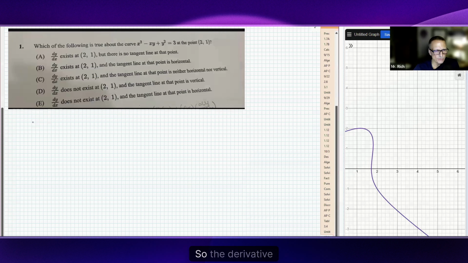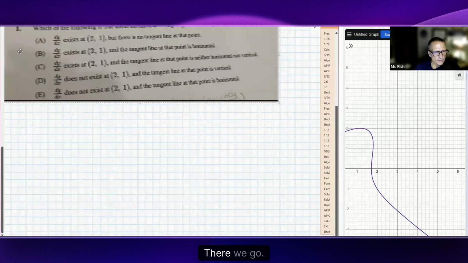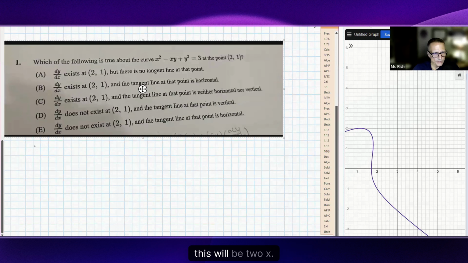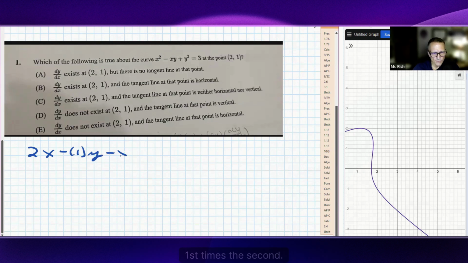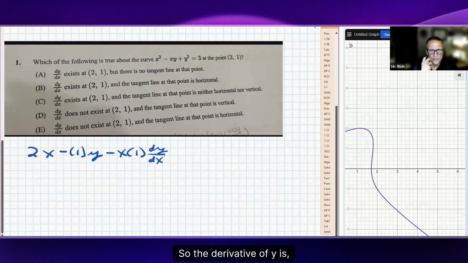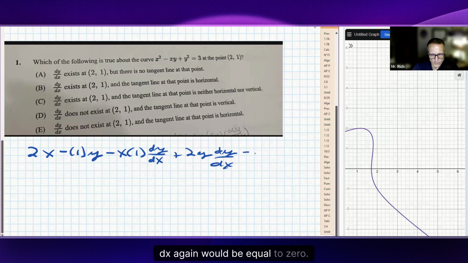So let's get to it here. The derivative on the left-hand side, let me shrink this up just a bit. There we go. All right, this will be 2x. We're going to use the product rule. The derivative of x is 1 times the second, plus the first times the derivative of the second. So the derivative of y is 1, but then times dy/dx. And then plus 2y times dy/dx again would be equal to 0.